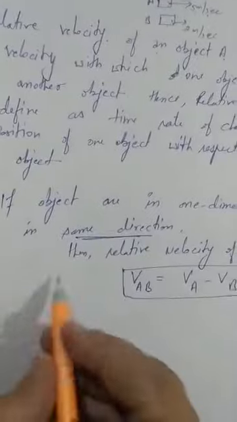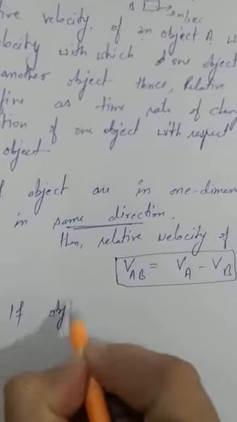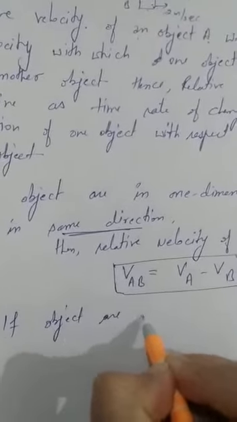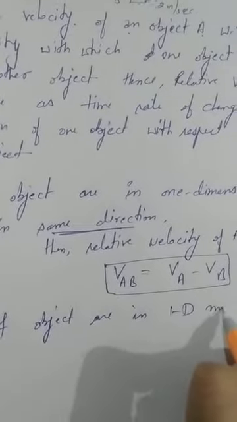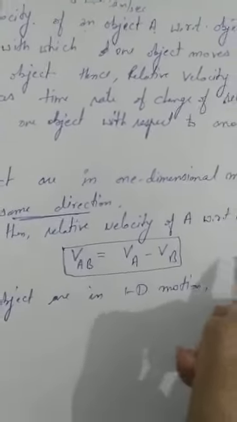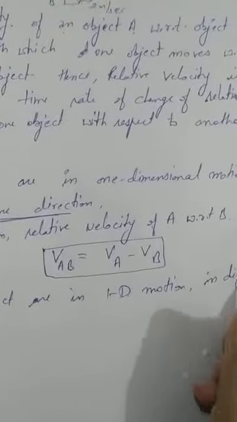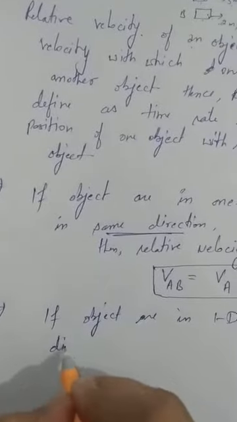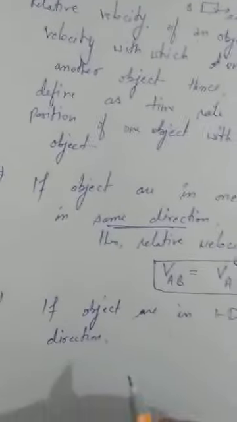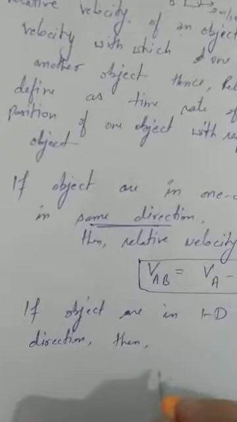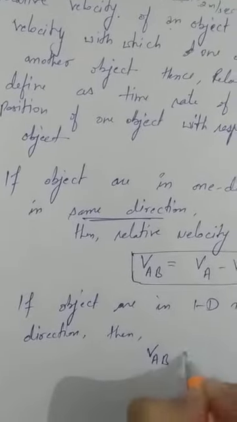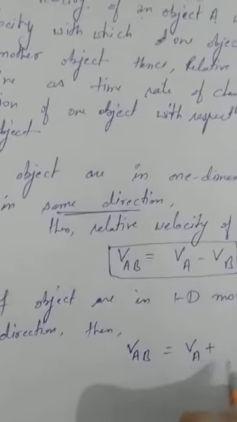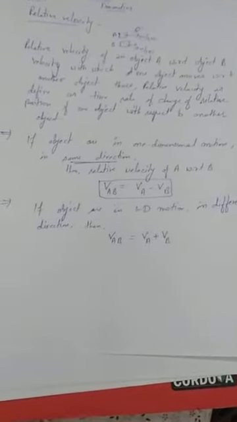And if objects are in 1D motion in different directions, then the relative velocity of A with respect to B will be velocity of A plus velocity of B. This will be the relative velocity of the objects.